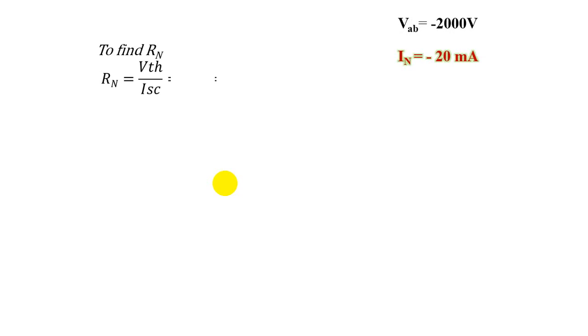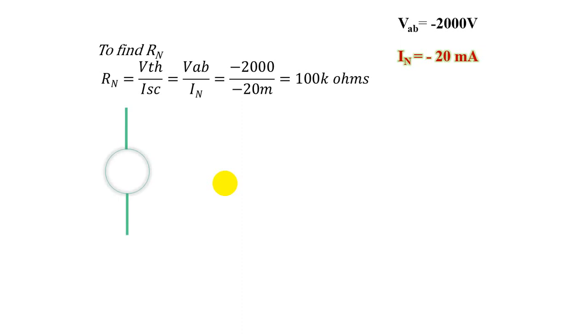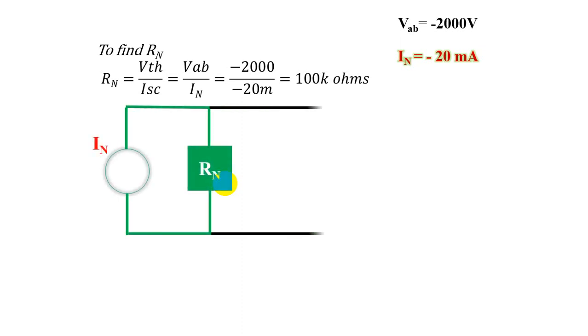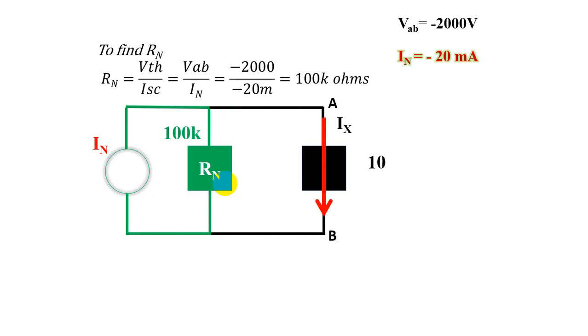The value of Rn is nothing but Vth by Isc, or VAB by IN. That is nothing but the ratio of voltage and current at the terminal. Thus, you get the value of Rn as 1100 kilo ohms. Now, to find Ix through AB, I hope you understand the orientation of IN.